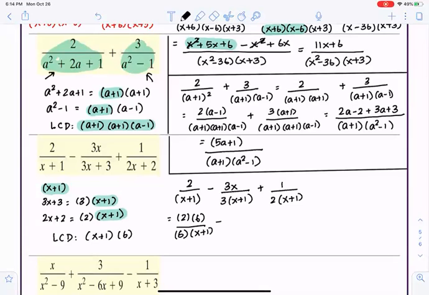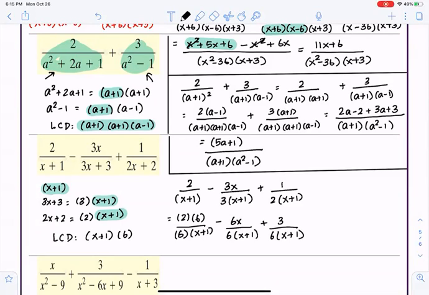The second denominator has 3 times x plus 1, but I need 6 times x plus 1, so I multiply and divide by 2. So 3x times 2 is 6x, divided by 3 times 2 is 6 times x plus 1. And the last rational expression has 2 times x plus 1 in the denominator, and I need to have 6. So I'm going to multiply and divide by 3. So 3 divided by 2 times 3 is 6 times x plus 1.